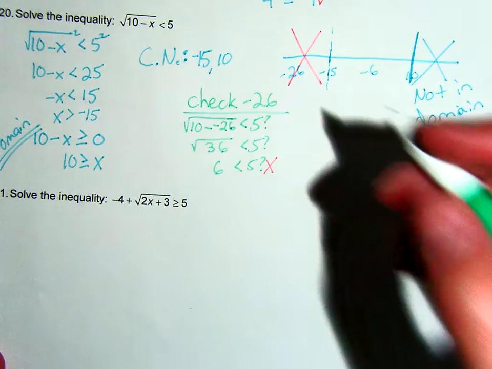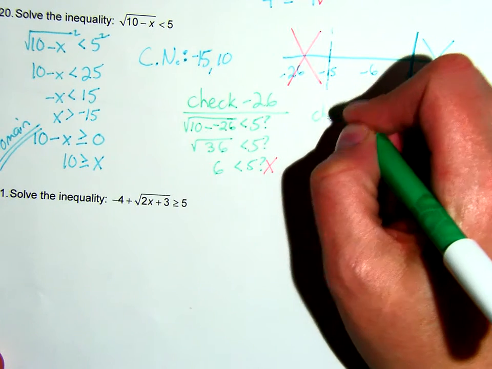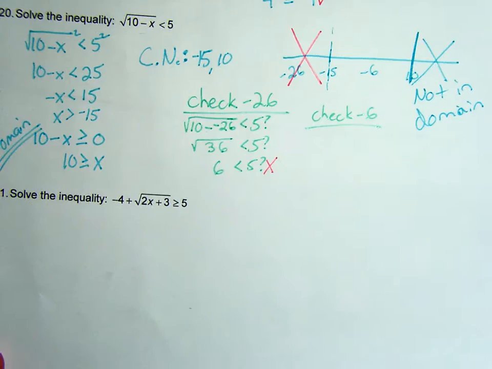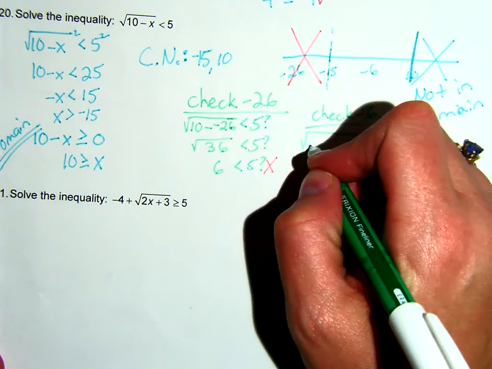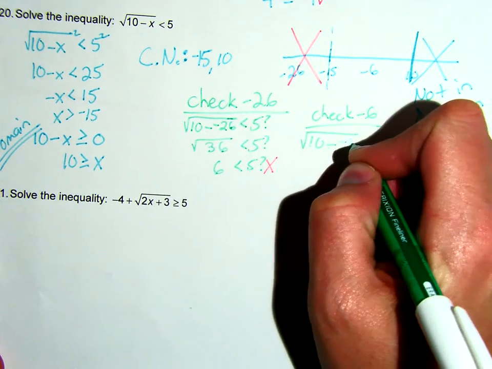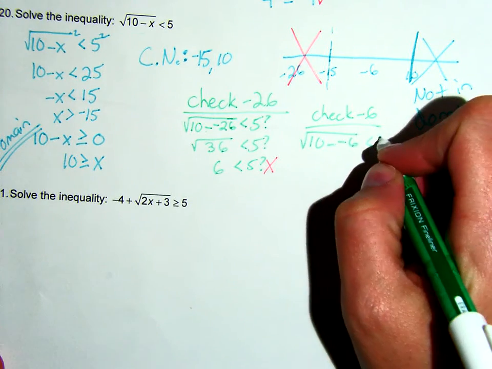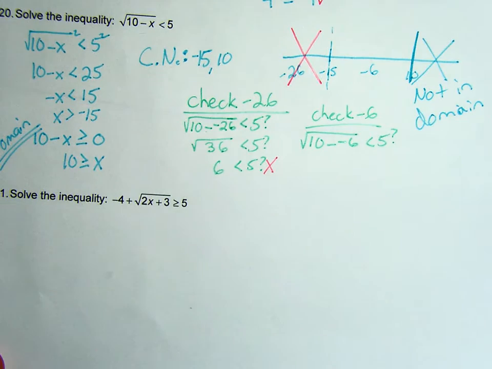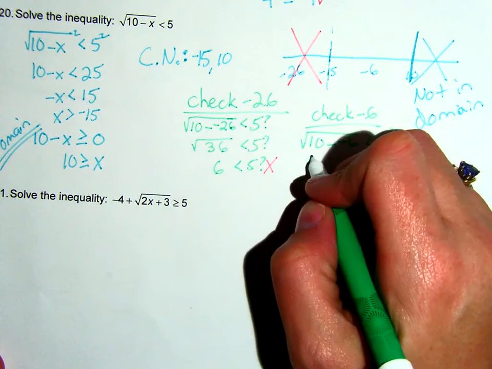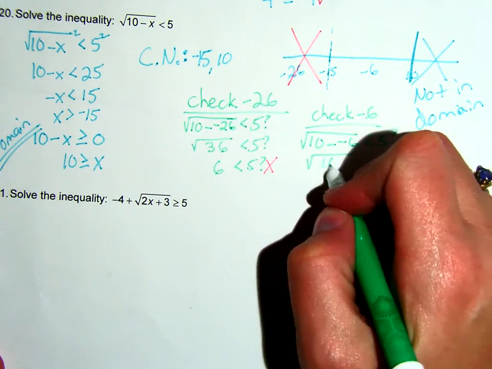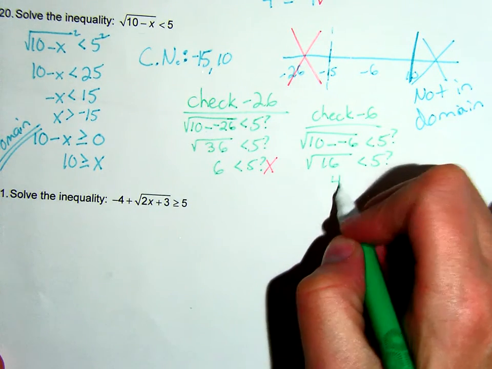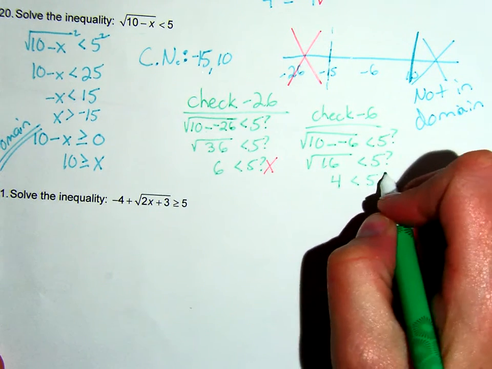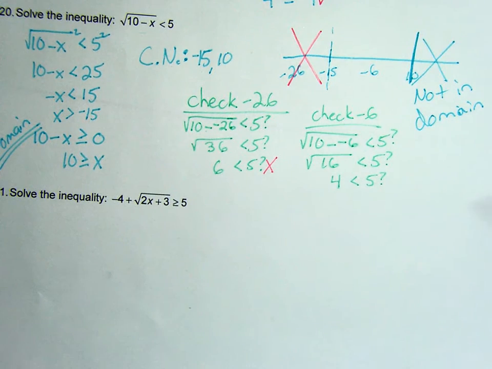We're now going to check negative 6. Plug negative 6 into our original. So we have the square root of 10 minus a negative 6. Is that less than 5? 10 minus a negative 6 becomes plus. So 10 plus 6 is 16. The square root of 16 is 4. Is 4 less than 5?